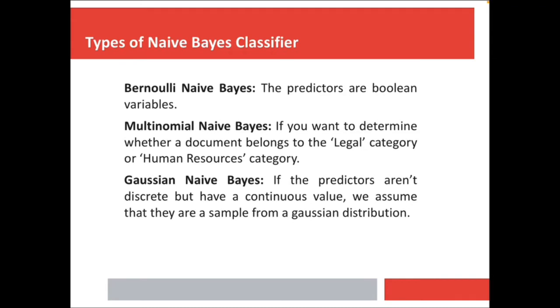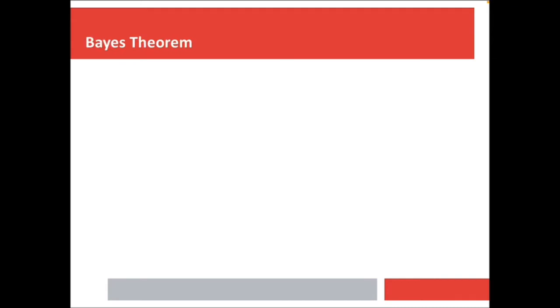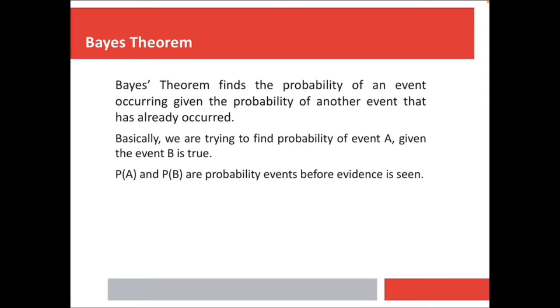Gaussian distribution. Let's talk about Bayes theorem. Bayes theorem finds the probability of an event occurring given the probability of another event that has already occurred. I am assuming the value of P(A|B) where B has already occurred and we are calculating A. Again, we are trying to find the probability of event A given that event B is true. And P(A) and P(B) are probabilities of events before evidence is seen.